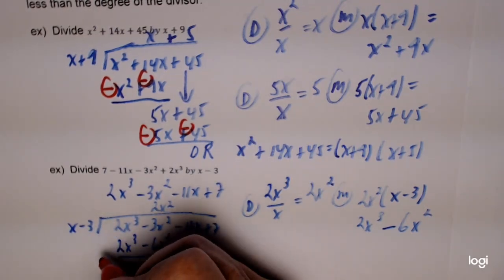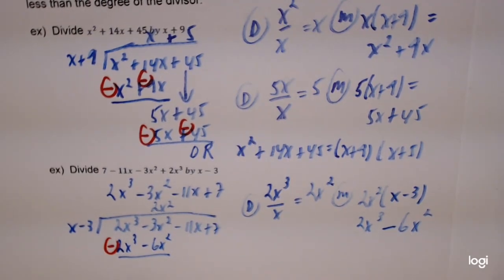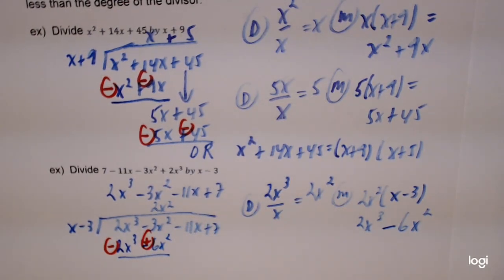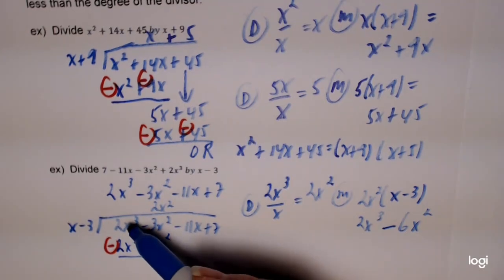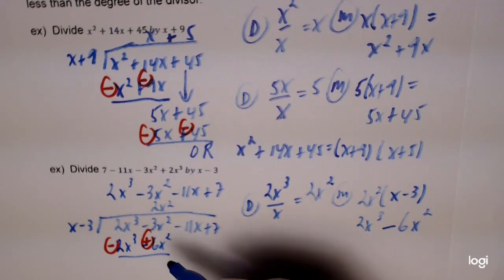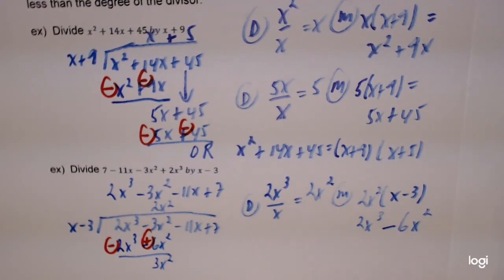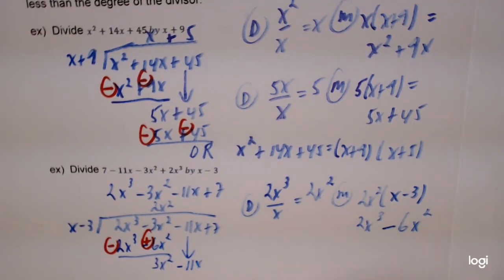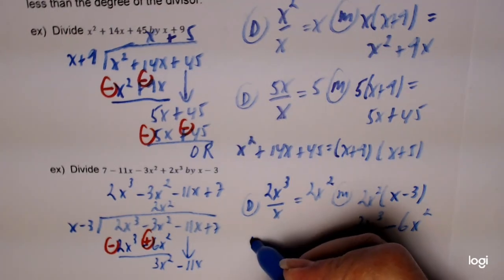So we switch the signs. This was positive, we make it negative. This was negative, so I'm going to make it positive. Notice I circle my sign so that when I combine, I pick up the right version of it, and I don't pick up, in this case, the negative 6. It's positive 6. We're going to be combining. So 2x cubed minus 2x cubed cancels. Negative 3x squared plus 6x squared gives us positive 3x squared. And now we bring down this negative 11x, and we start the process all over again.